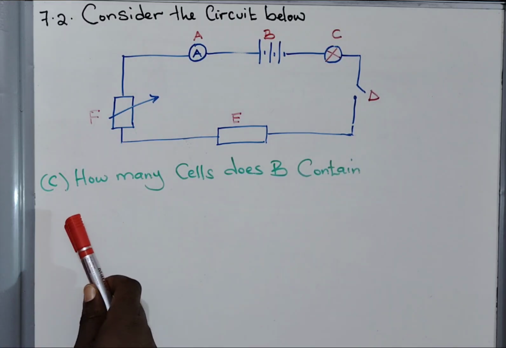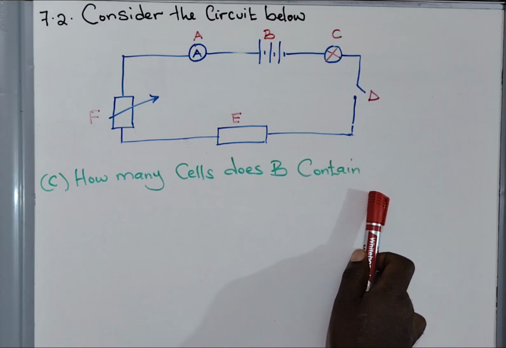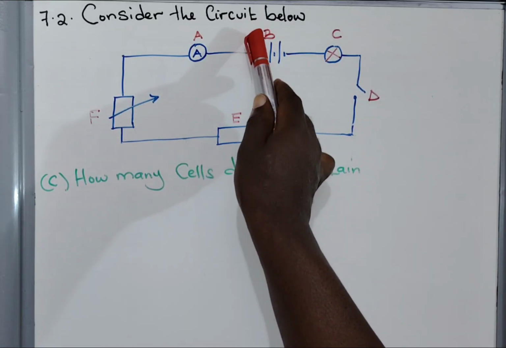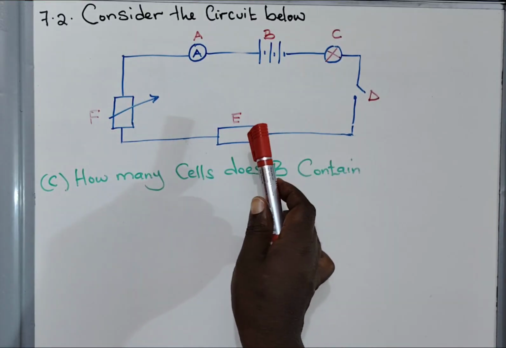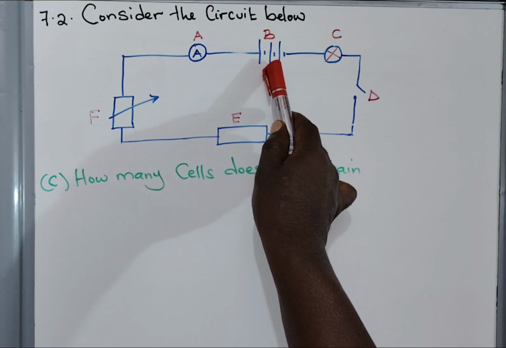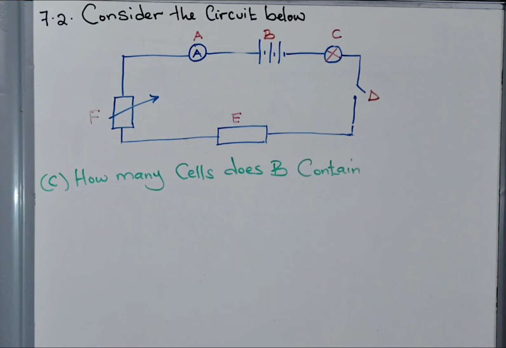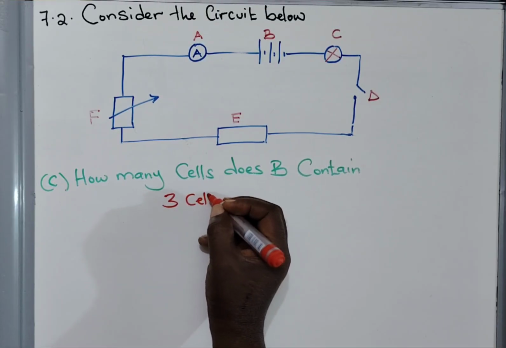So we come to this one. It says, how many cells does B contain? You have to know that a long stroke and a short stroke is one cell. So this is one cell, this is 2, that is 3. So the answer is 3 cells.